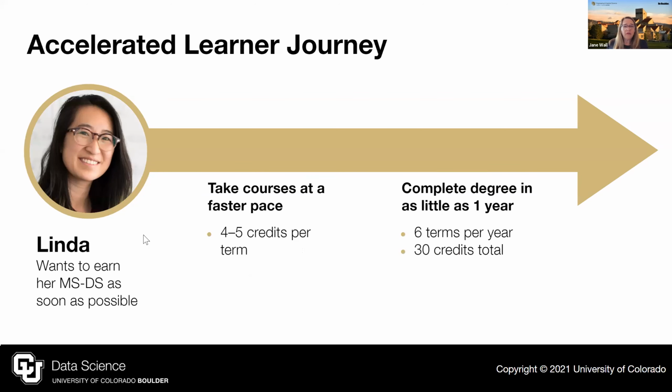On the other hand, you may want to complete the degree even faster. Linda here wants to earn her MS in data science as soon as possible, so she takes 4 or 5 courses every term. At this pace, you could complete the entire degree in as little as a year. You choose the pace that is right for you.